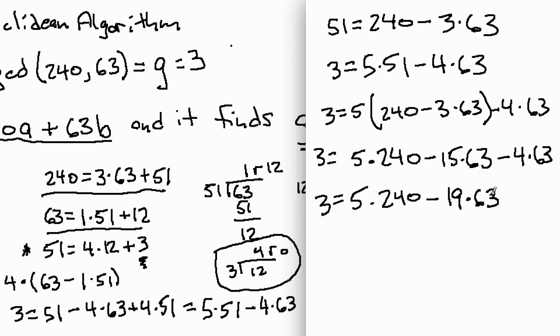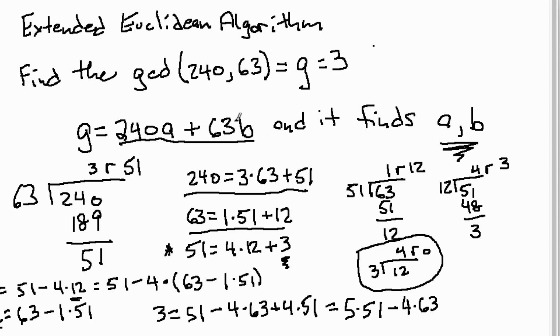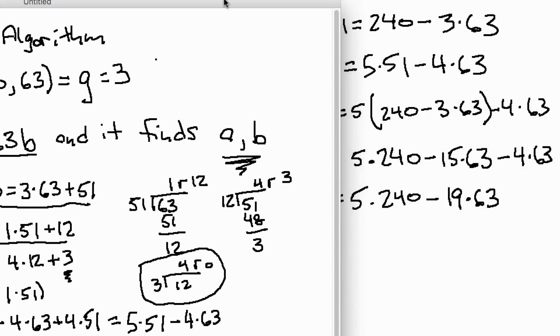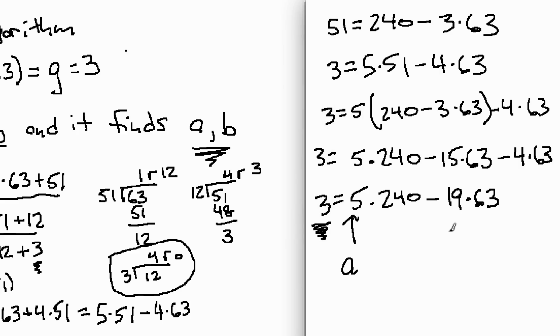So we've done a couple of things over here. First of all, we have found the greatest common divisor. And remember what our goal was. I'm going to come back over to this slide for a second. Our goal was to find the numbers a and b such that 240 times a plus 63 times b would give us the greatest common divisor. And we found those numbers right over here. It turns out that a would be 5, and b would be minus 19.